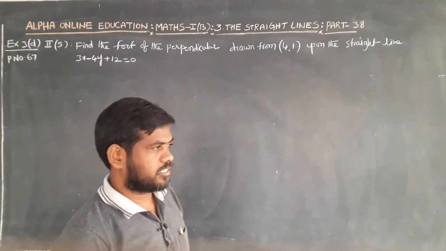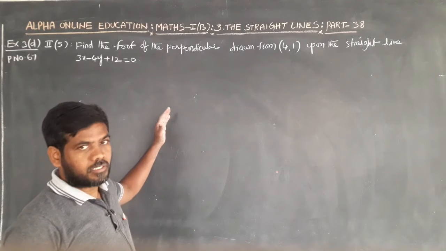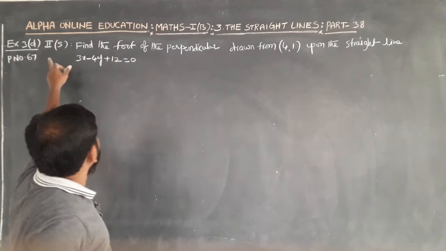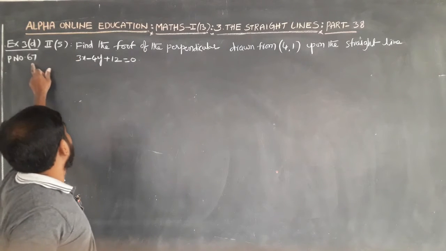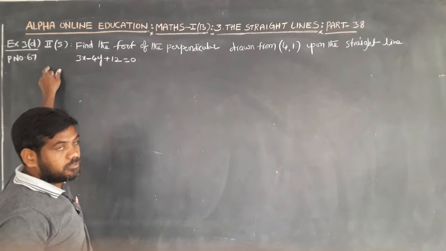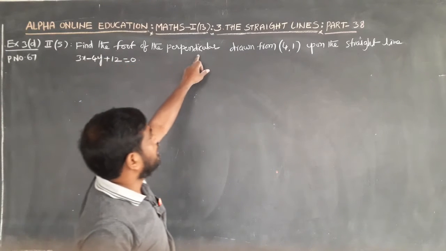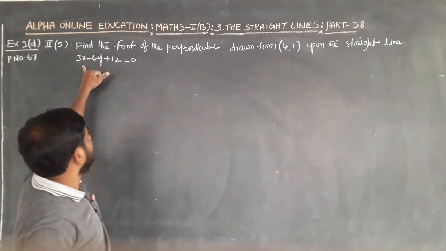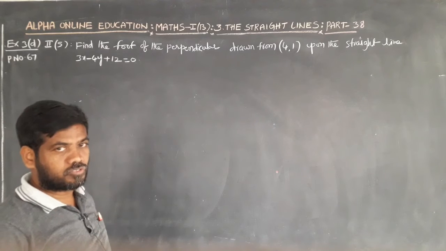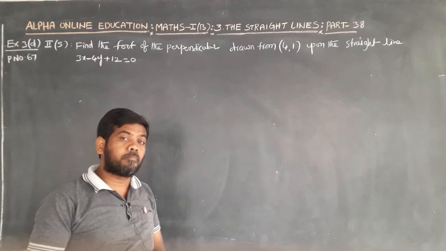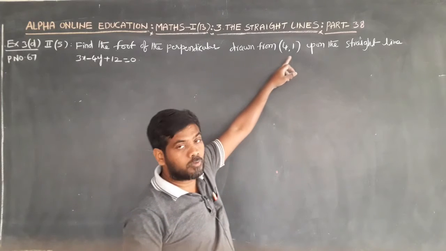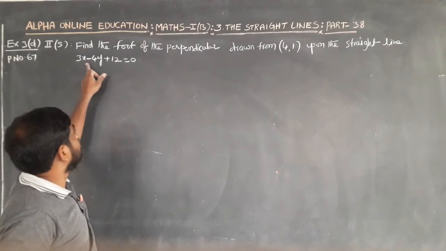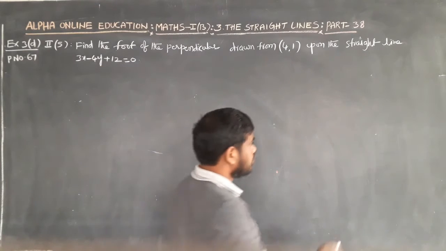Today we saw first problem, third chapter, the straight line, exercise D, second bit, fifth problem, page number 67 in textbook. Find the foot of the perpendicular drawn from (4, 1) upon the straight line 3x minus 4y plus 12 is equal to 0.